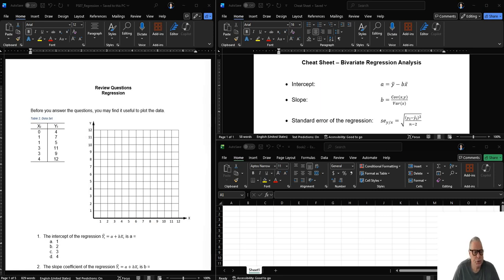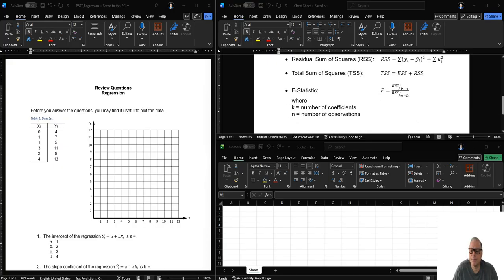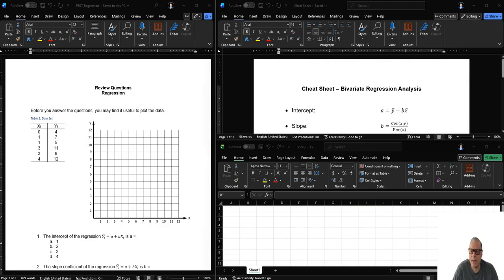All right, so let's do a review problem set on regression. You can see that I have three windows open. I have the problem set, and I created a cheat sheet with all the formulas that we have derived. The main objective of this problem set is just to review again the concepts and the accuracy of the formulas and their interpretation.